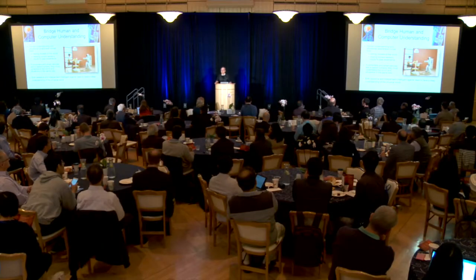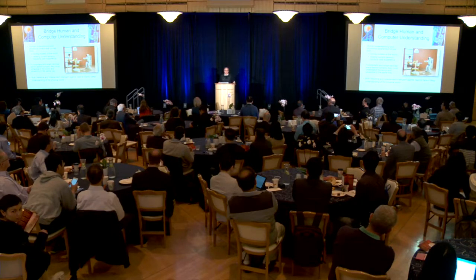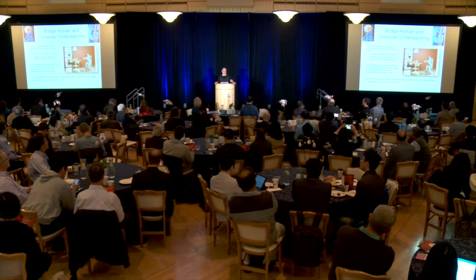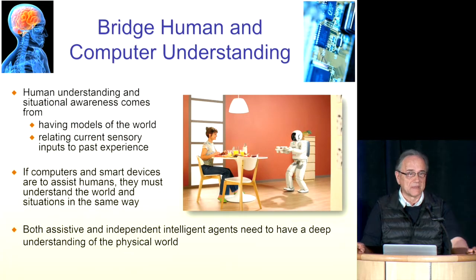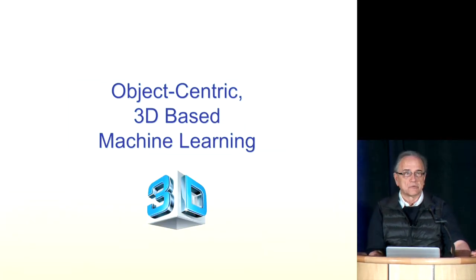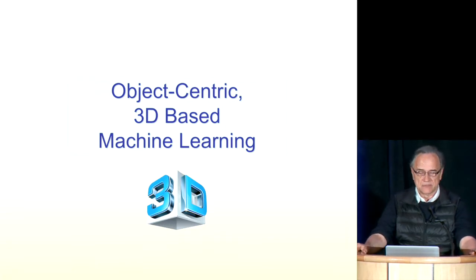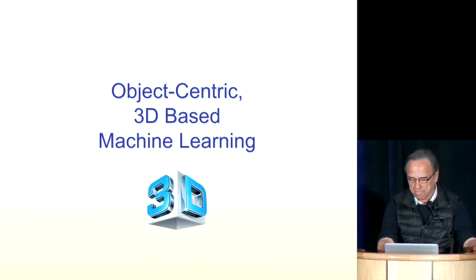The setting of this talk is this. If we're going to have computers, autonomous agents, robots that operate in the world successfully, they have to have deep knowledge of that world. And even more, if we want to have agents that collaborate with us in doing various tasks, they have to understand the world the same way that we do. And this brings me to the central theme of this talk, which is to focus on machine learning that is, one, object-centric, and two, 3D-based.